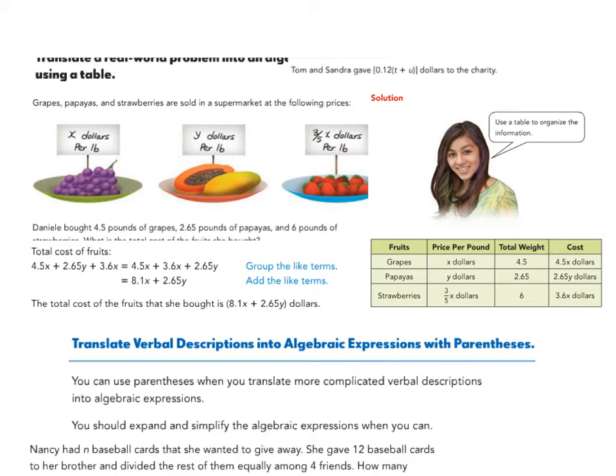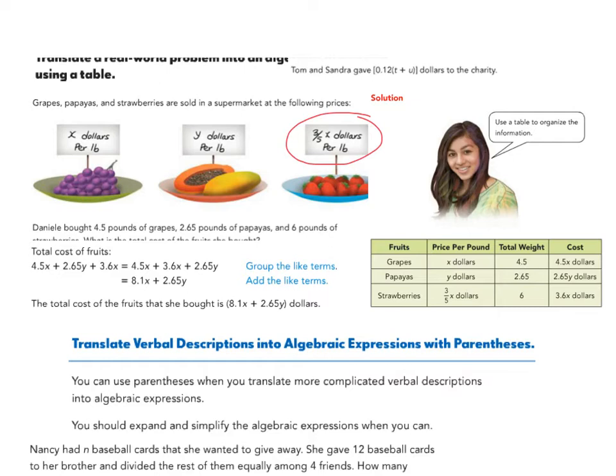So grapes cost X dollars. The weight is 4.5, so that's going to be 4.5x. Just like if you went to the grocery store and you bought grapes and they were $1.99 a pound, you do $1.99 times the number of pounds. Papayas are Y dollars, 2.65 pounds, so 2.65y. Strawberries are 3/5 of x. So you are paying 3/5 of x, which is the grapes. So 3/5 times x times 6 gives you 3.6x.